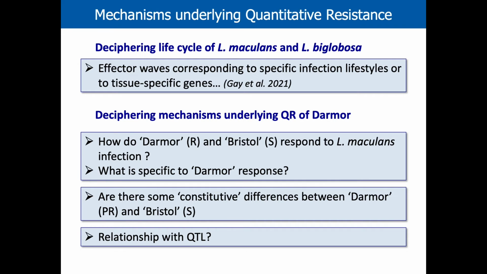Our questions were: how do Darmor and Bristol respond to Leptosphaeria infection? What is specific to the Darmor response? And are there some constitutive differences between Darmor and Bristol? And what is their relationship with QTL?